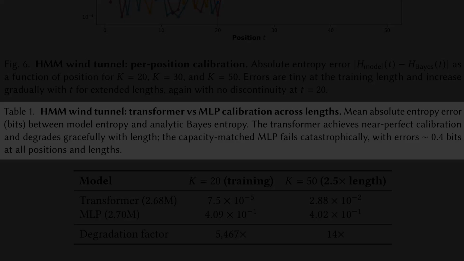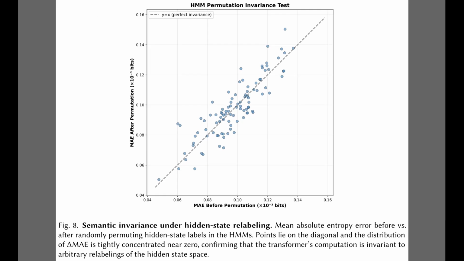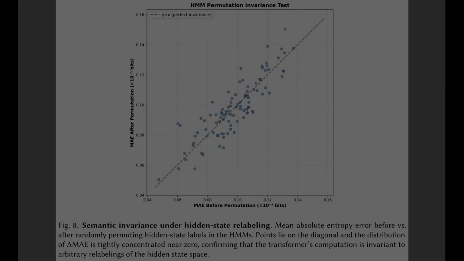Table 1 quantified the tiny entropy errors, and Figure 8 stress tests whether the model is truly doing Bayesian filtering rather than memorizing state identities. Figure 8 shows a scatterplot of mean absolute error before versus after permuting the hidden Markov model hidden state labels with the dashed diagonal marking perfect invariance. Most points sit close to that diagonal, which means the calibration barely changes under relabeling. That invariance supports the idea that state indices are treated as pure symbols.